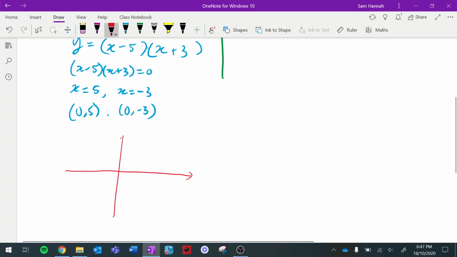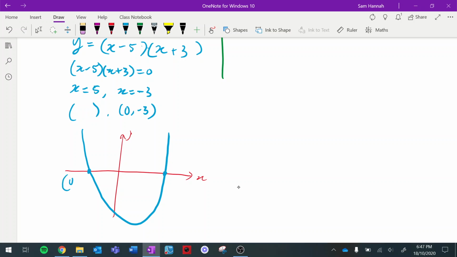So here's the sketch, y-axis, x-axis, passes through these two x-intercepts. Here we go. I've written these backwards, off to a bad start. 5, 0 and minus 3, 0, much better. Sorry about that. So we've got minus 3, 0, we've got 5, 0, and that y-intercept that we found a second ago, scroll up if you want to find that, is 0, minus 15.